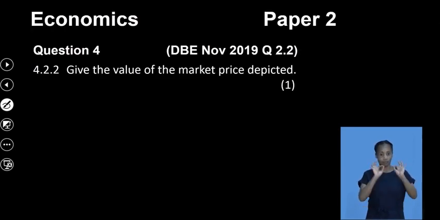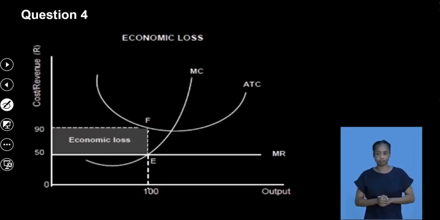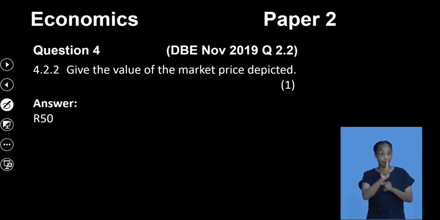Right, now let's go to the next question. It says, give the value of the market price depicted. Let's go look at the graph again. Remember what I said earlier on when we started? We said our MR equals our AR equals our P, which also equals our demand. So our P there is the same as the MR for a perfect market structure. So what is our market price there? As you can see, our market price is 50. That is our answer for 1 mark.